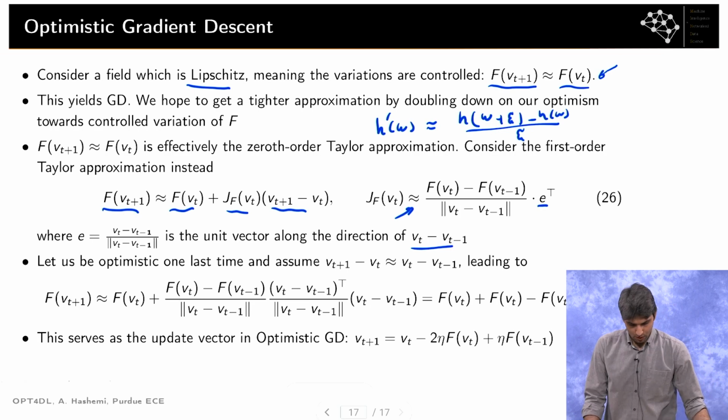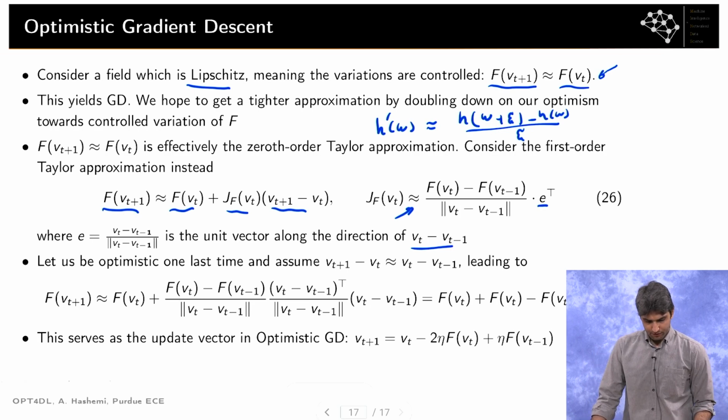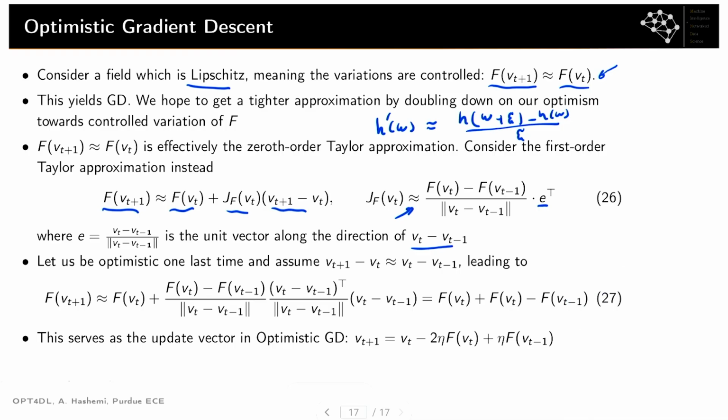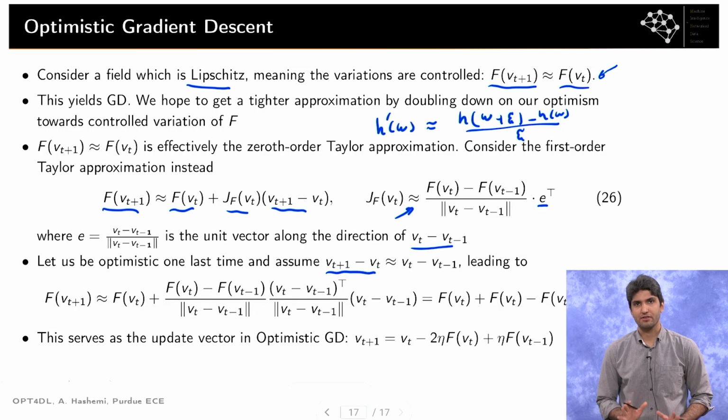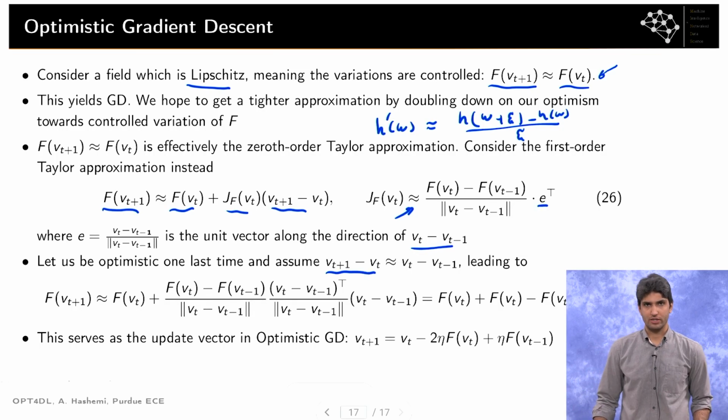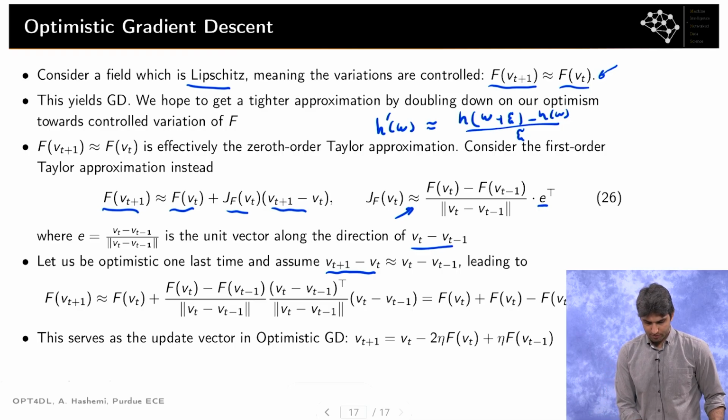Lastly, I'm going to again assume optimism. Let's be optimistic one last time and assume that the difference is preserved as you move forward in time, such that the difference of the current and the next solution is roughly the same as the difference of the previous solution and the current solution. If I make this assumption and put everything together, this is going to be my approximation of the future gradient.